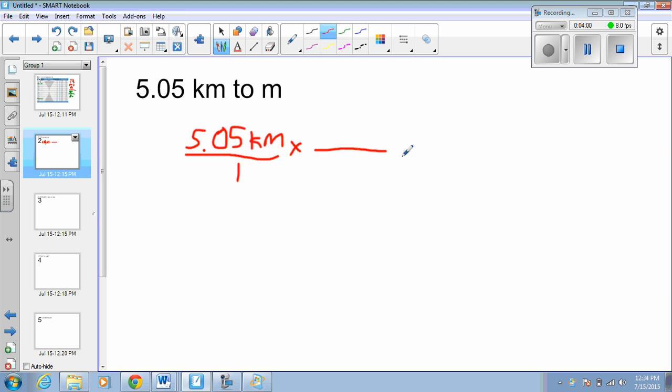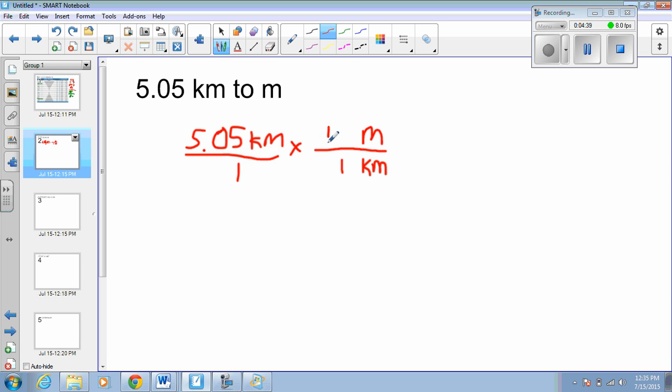Then we're going to multiply it by our conversion rate. We're going to convert from kilometers to meters. So what you're converting from is kilometers. That gets put on the bottom so that it will cancel out. And meters is what I'm converting to, so that goes up top. And then I say to myself, okay, what's 1 kilometer? Well, kilo stands for 1,000, so some people will write 1,000 in there.